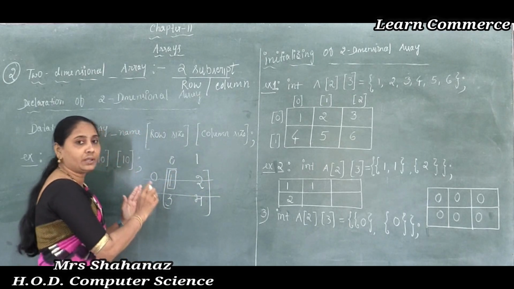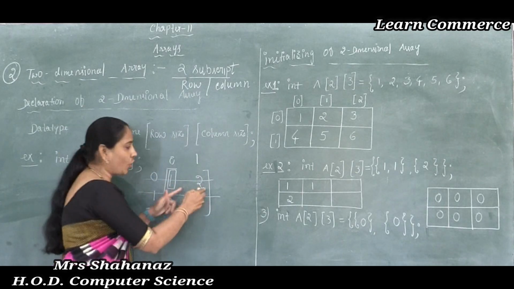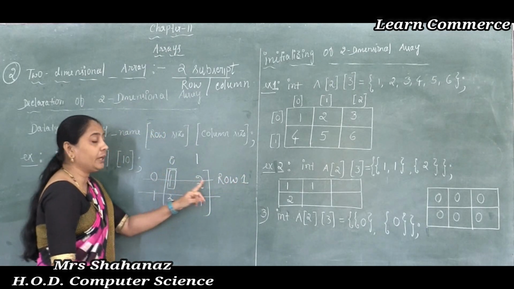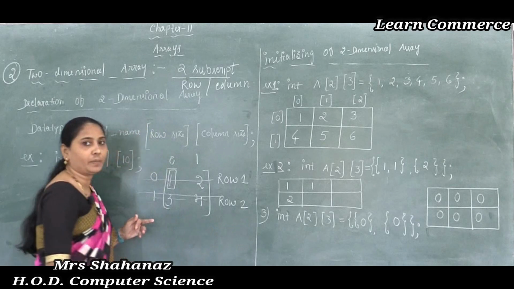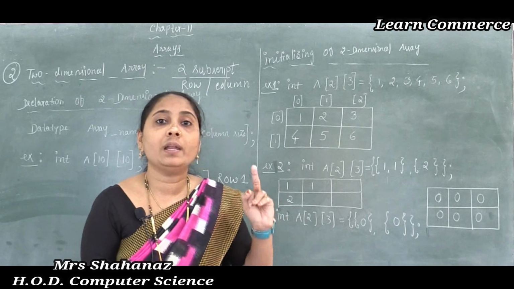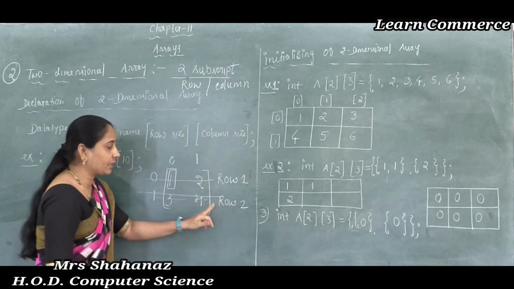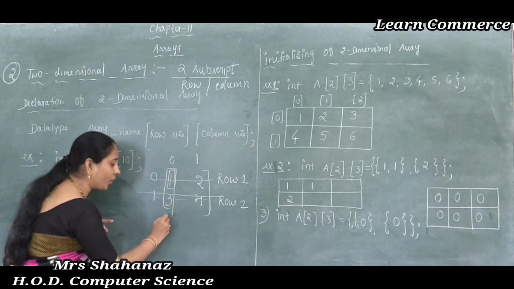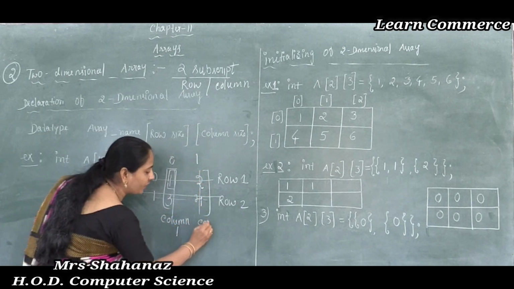Whatever line moves from left to right is called a row. Clear this point here? So this is row 1, with the values 1 and 2, and this is called row 2. We know a row, because a line moving from left to right is in a horizontal manner. So two rows are there in this example, and next, whatever line moves from top to bottom is called a column. This is column 1, and this one is the second column.